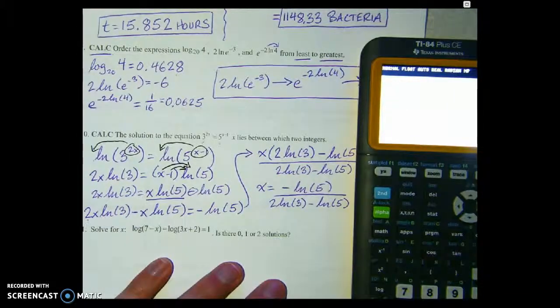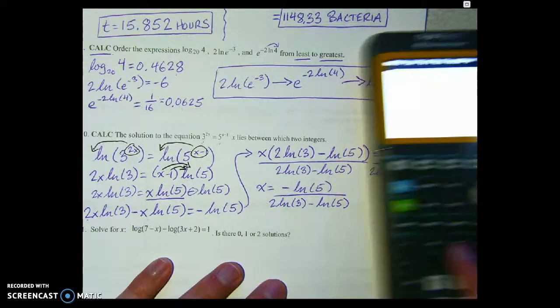We've got negative natural log of 5 divided by parentheses, because we have two terms, 2 natural log 3 minus natural log 5, and close off that group, right? And we end up getting negative 2.738.